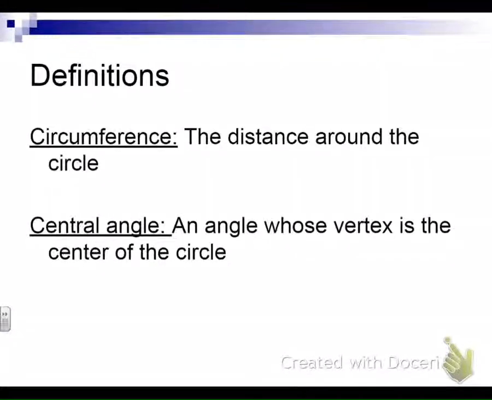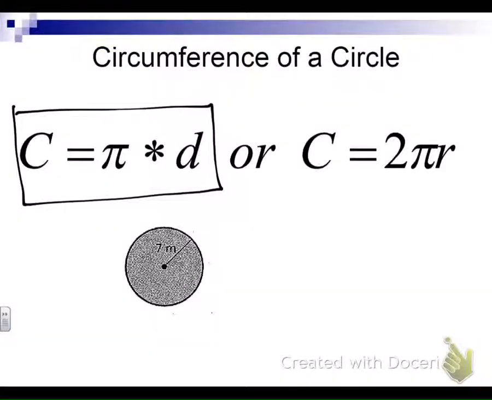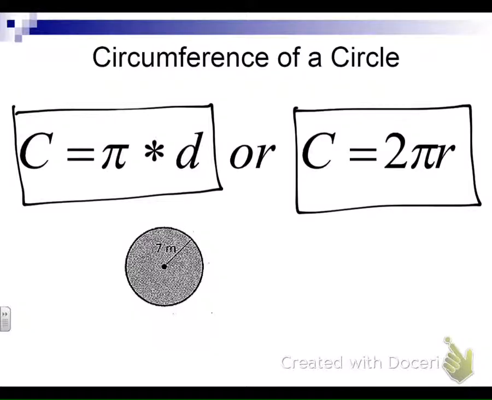Okay. Now we're on to the formula. There are 2 formulas you need. The first one is the circumference equals pi times diameter, or circumference equals 2 pi r. So you need both of those. If you are given the diameter, you use this. If you are given the radius, you use this.